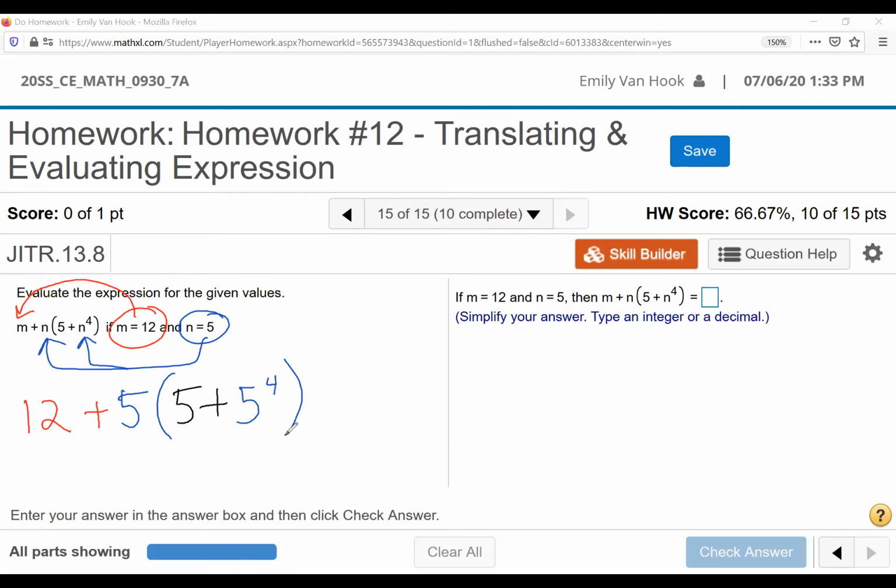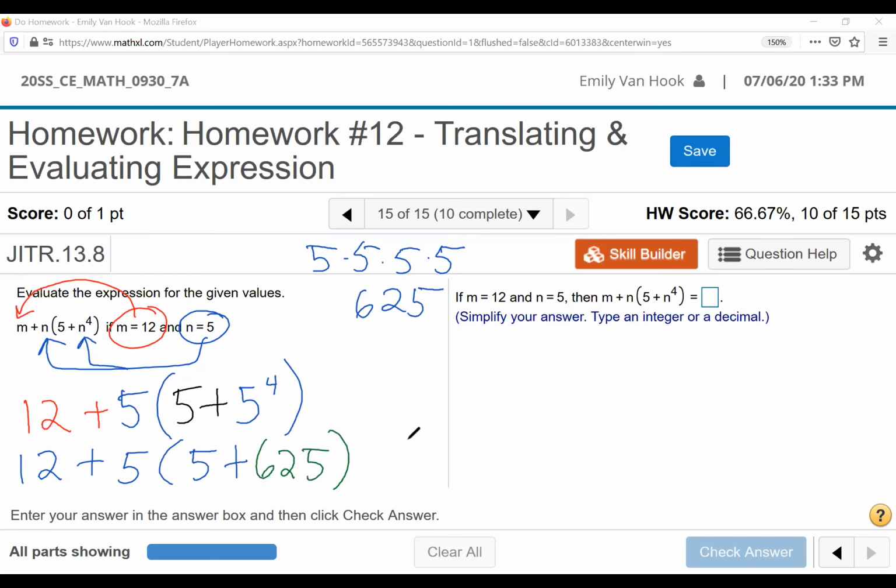Okay, 5 to the fourth, it's not 20, okay? It's not 5 times 4, it's 5 times 5 times 5 times 5. So feel free to use your calculator for that. 5 times 5 times 5 times 5, we end up getting 625. Okay, so when I rewrite this, it's 12 plus 5, parentheses, 5 plus 625. So it's going to be a nice big answer.